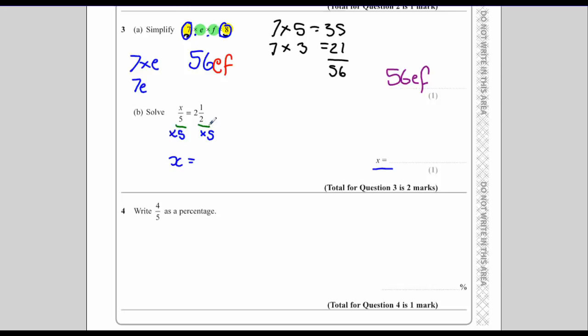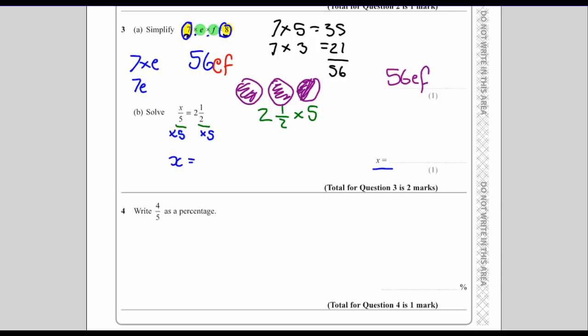2.5 times 5 is a bit more tricky. Okay, let's write that separately. 2.5 times 5. Now, there's many ways to do this. I am going to show you the fractions way. Okay, 2.5 is like having 2 wholes and an extra half. That's 2.5.